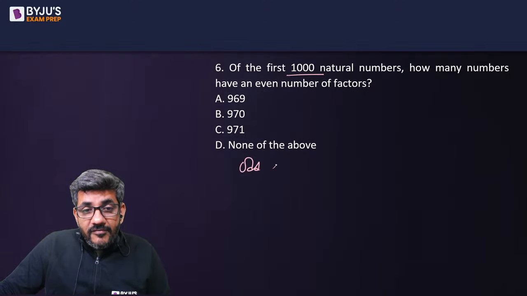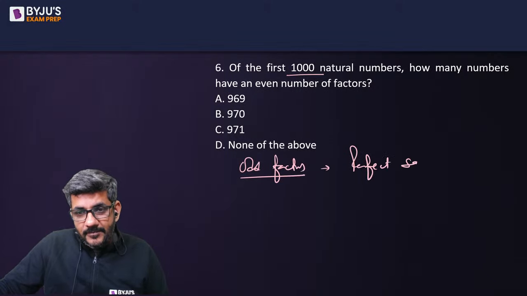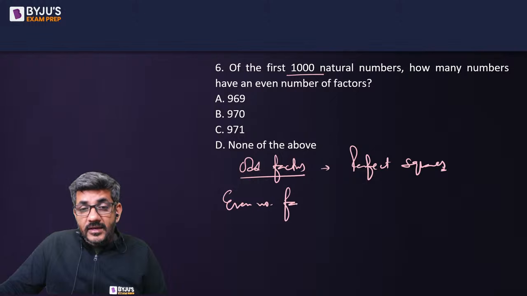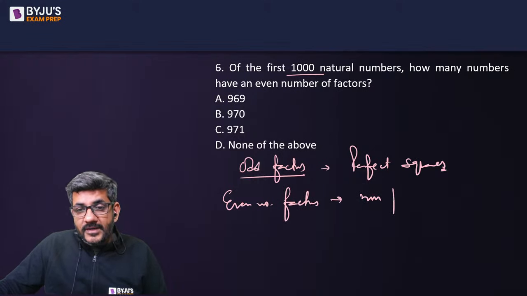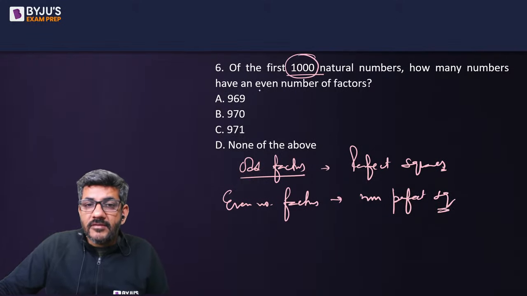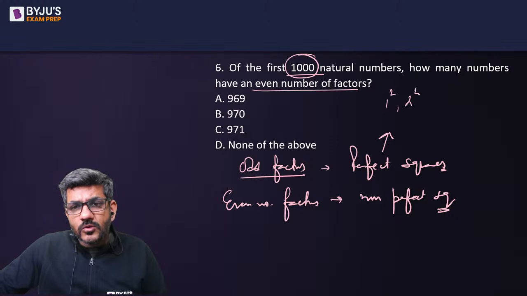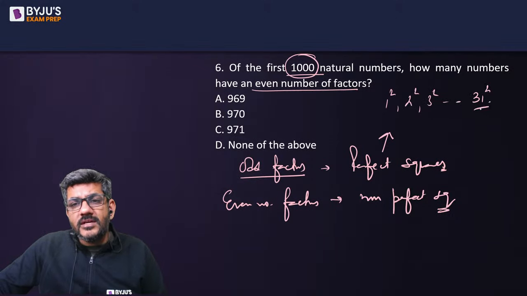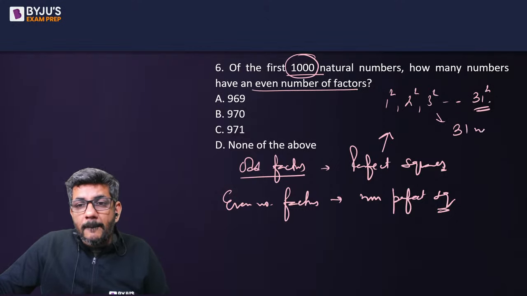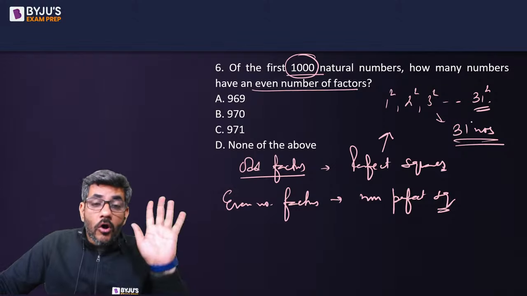The number of factors will be odd only for perfect squares. Perfect squares will always have an odd number of factors, and an even number of factors is always there for the non-perfect squares. So when the question asks in the first 1000 natural numbers how many numbers have an even number of factors, I'll find out how many perfect squares are there. The perfect squares are 1 square, 2 square, 3 square, up to 31 square, because 31 square is 961. 32 square is above that, which is 1024. So there are 31 numbers which are perfect squares and have an odd number of factors.